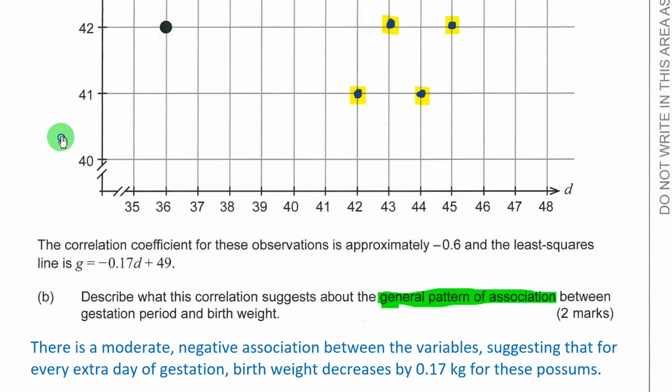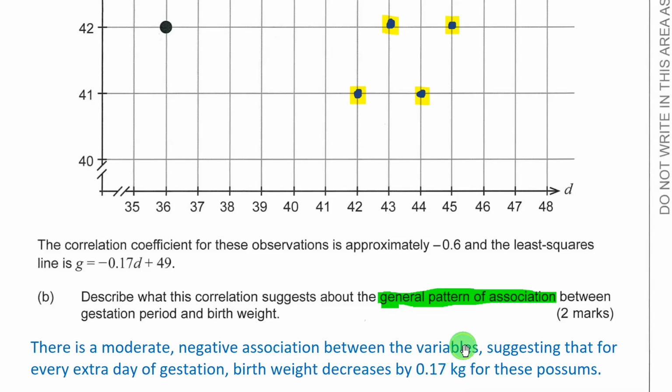So here we go. We're given the correlation coefficient is about negative 0.6 and the least squares line here. And we've got to describe what the correlation suggests about the general pattern of association. Well, I've never heard of that before, but anyway, let's give it our best shot. So the correlation is negative, so that means that as one goes up, the other goes down. I think something like this for the 2 marks. It's not particularly strong, but there again, it's not that weak either.